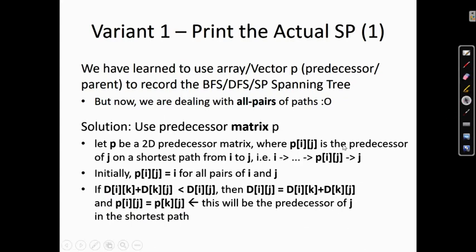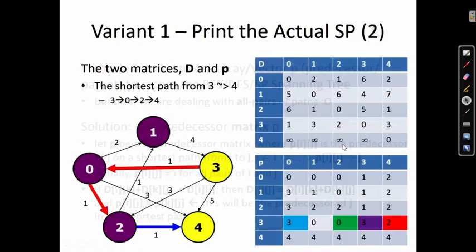Okay, so here's an example. Here's my D matrix, here's my P matrix, assuming that we have a graph like this. I'll skip the process of showing you filling up the matrix. But after you run your Floyd-Warshall, this is what you get for your D matrix. This is what you get for your P matrix.